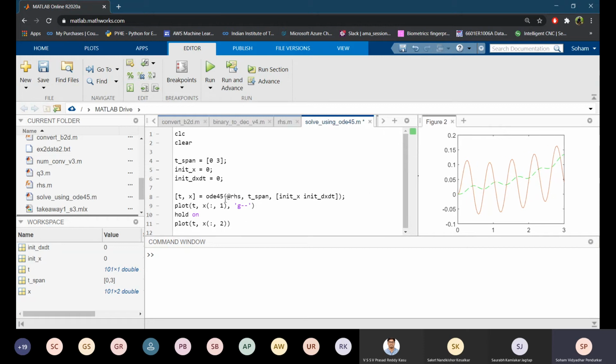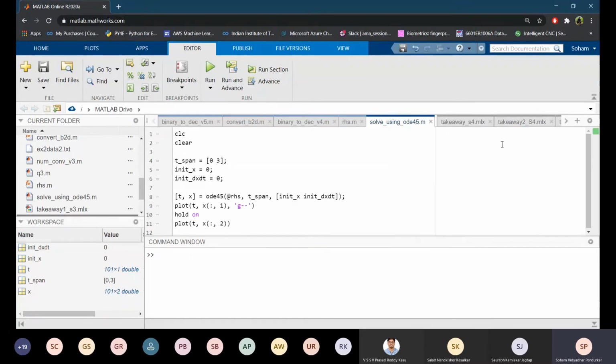Now there will be questions like, what is this init x equal to 0, init dx dt equal to 0? Now you need to know the insights of the ODE function, ODE45, for that. You will get to know this when you are introduced to the mathematical rigor of converting a higher order to first order equations, and how these two first order differential equations are solved simultaneously. If you know that, then you will get to know what this means. But roughly, it's like this. I'll try to tell you.